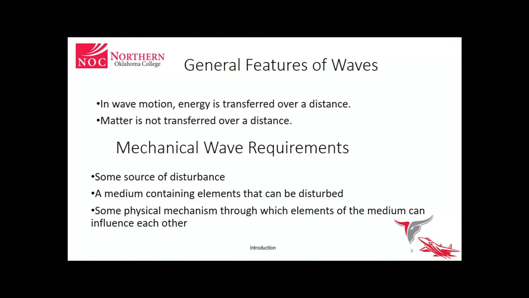So for mechanical waves, we have to have a source of the disturbance, we have to have a medium, and we have to have some physical mechanism through which the elements of the medium can influence each other. That means collisions, primarily, changes in pressure, that's what we get when we talk about a longitudinal wave, and we can move on from that. So that's where we were on Monday.